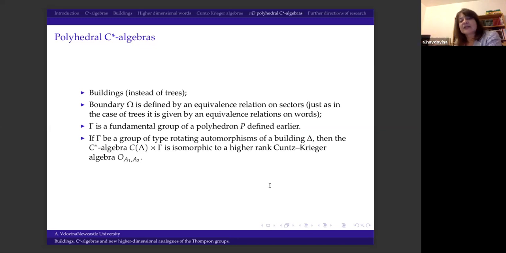So it's a little bit technical. There are so-called type rotating automorphisms, but they actually don't need to be type rotating. It can be much more general. But in this case, we still can define this cross product algebra in the same way as I was defining it just for one tree. And this is called a higher rank Cuntz-Krieger algebra.